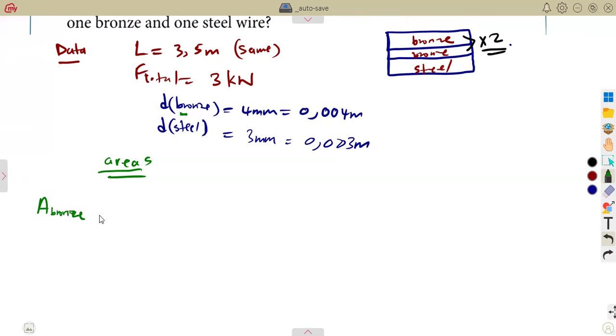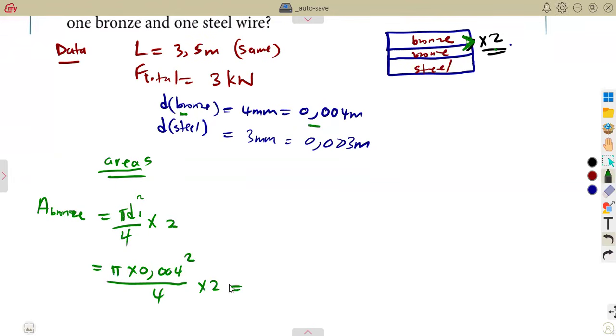The area for the bronze can be calculated. Remember, area is pi d squared over 4. But we are considering that there are 2 bronze wires, so whatever we get is going to be times 2. So that's pi times d for bronze in meters, 0.004 squared over 4, times 2. That is going to give us the area for bronze in that case. If we multiply by 2, that's a lot there, guys.